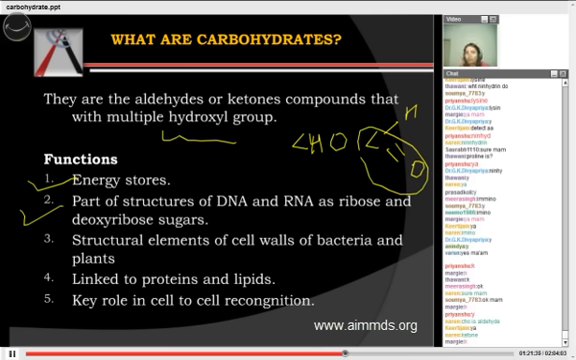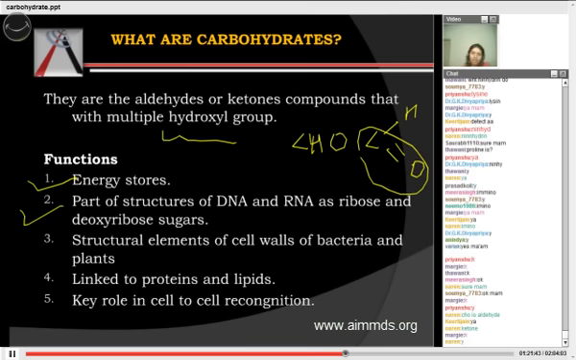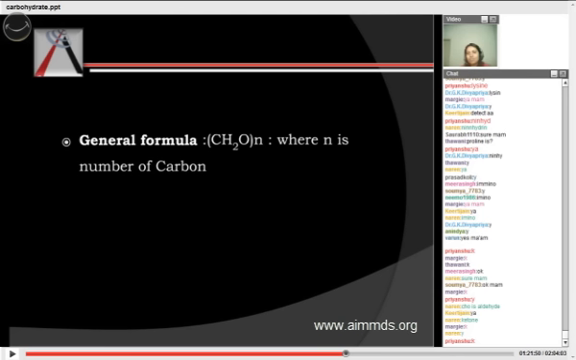It is linked to proteins and lipids, and then these lipoproteins, glycoproteins, they have various functions, and it has a major role in cell-to-cell recognition also. So with these basic things, let's see what the general formula of carbohydrate is.